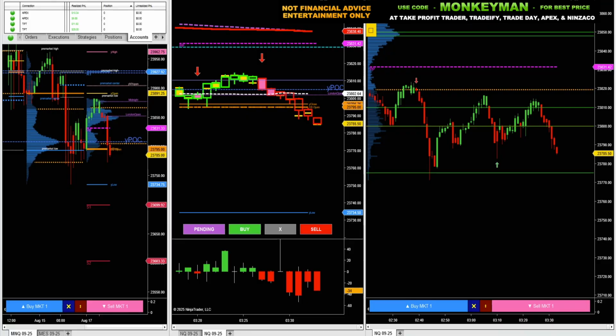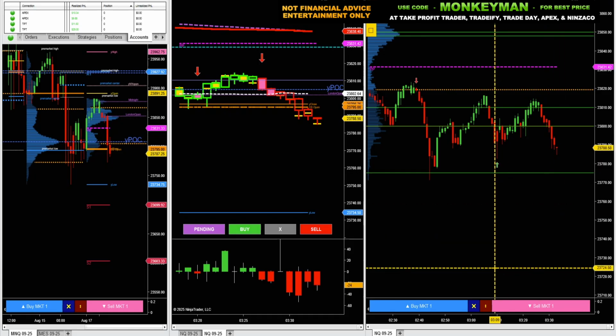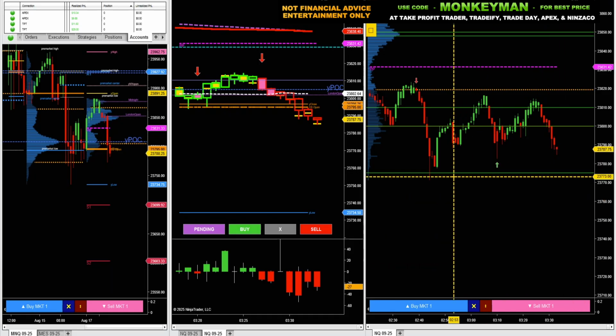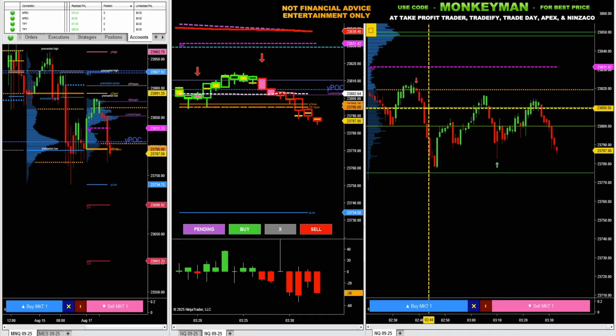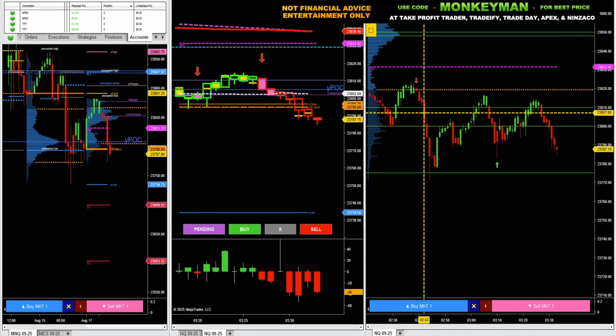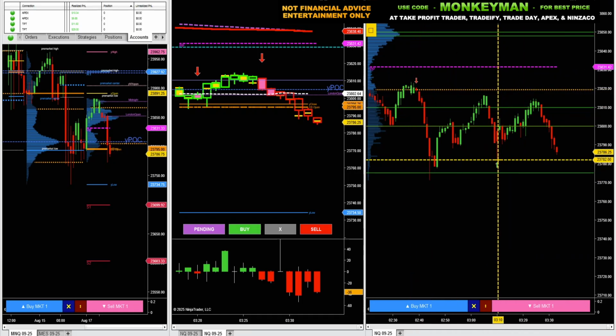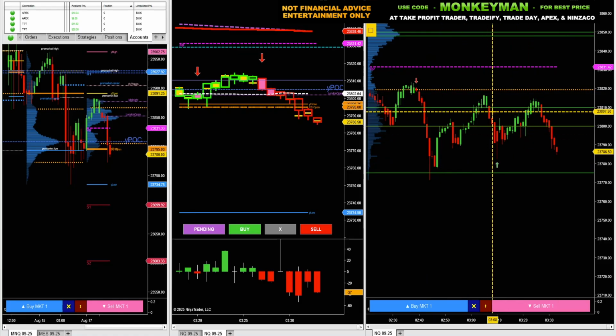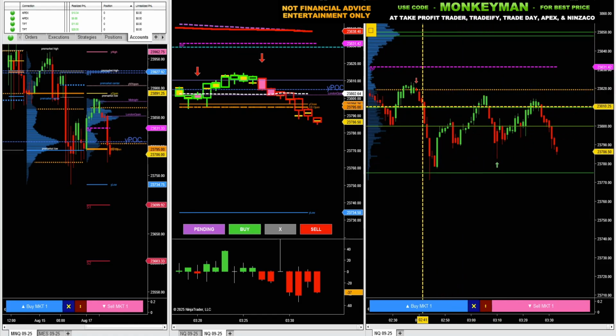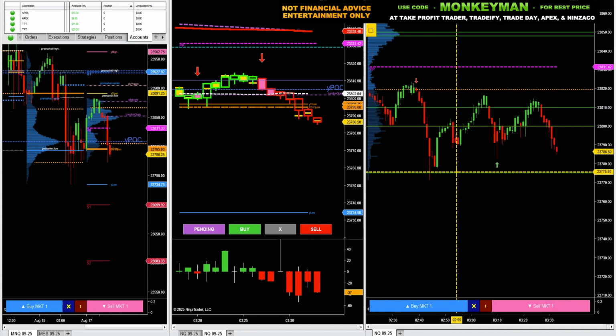Been busy coding up a storm. Just created another indicator based on order flow imbalances. I'm just trading the London session here. Just got this imbalance signal to the downside, and then this one to the upside. Then I've also got some special levels based off of extreme imbalances.